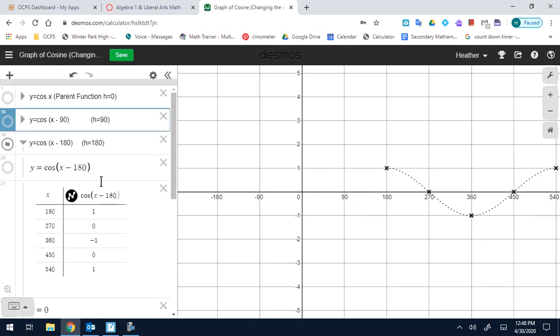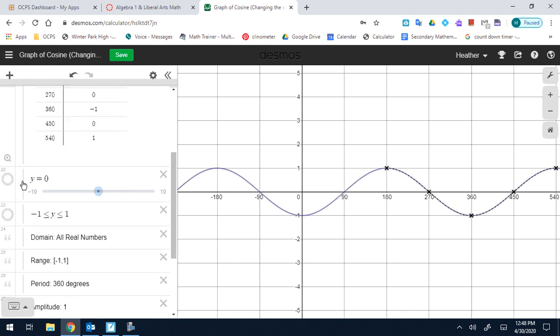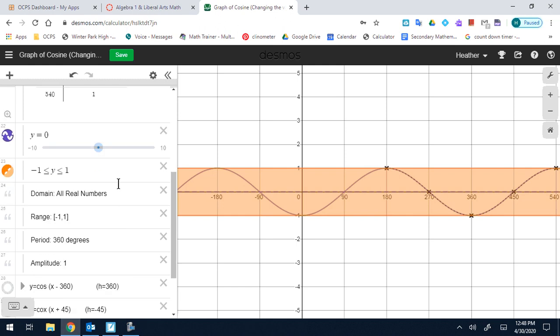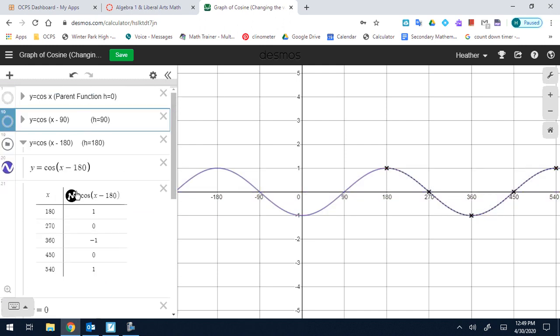And we'll turn that off. Now, what did that change as far as my key features goes? Well, it didn't change my midline. Didn't change my range. I'm still going -1 to 1. Didn't change my domain. Didn't change the period. Didn't change the amplitude. So I shifted it to the right. Doesn't change any of my key features. It changes my graph, but not my key features.